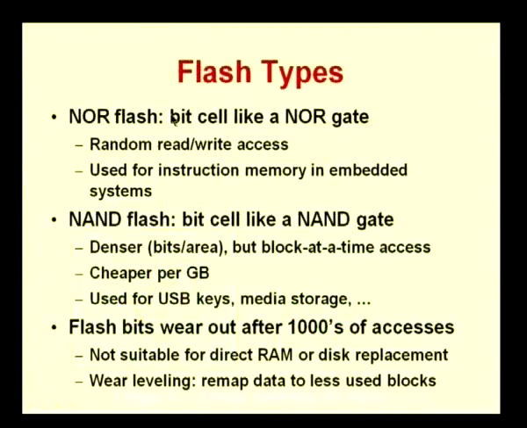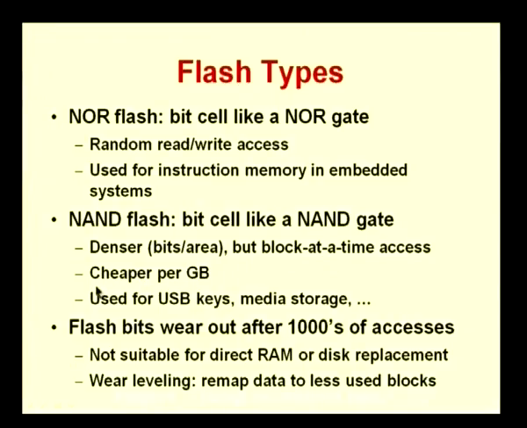If we look at different types of flash, these are the terms that we will come across. We talk about NOR flash and NAND flash. With NOR flash, a bit cell is like a NOR gate and this will allow for random read write access and this is normally used for instruction memory in embedded systems. With NAND flash, a bit cell works like a NAND gate, and with NAND flash you can have denser data storage, that is more number of bits per area, but the access is normally done block at a time. It is not a bit by bit access, but you do a block by block access.